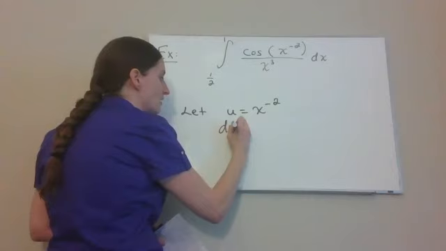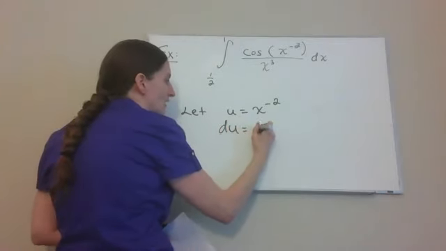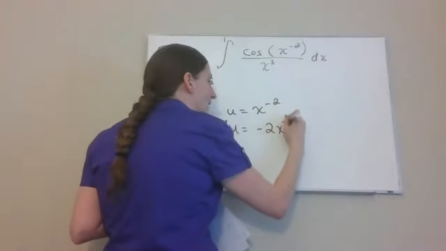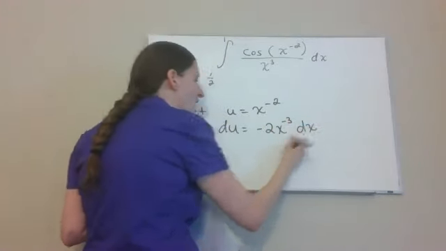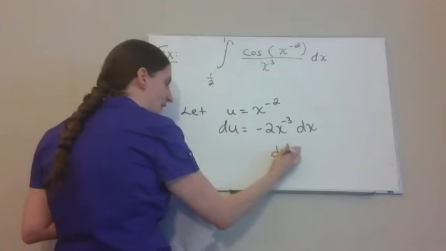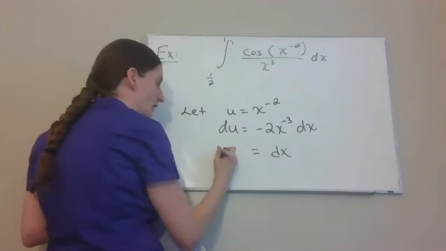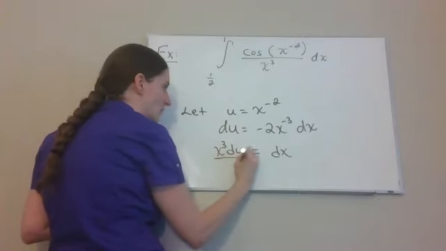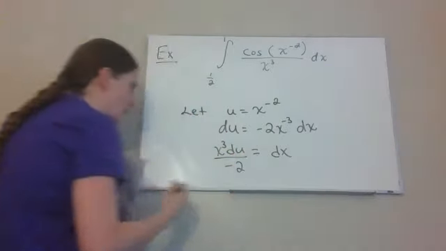Well, then my du is the derivative of that. That's a negative 2 x to the negative 3 dx. And so my dx is equal to a x to the 3rd times du divided by negative 2.